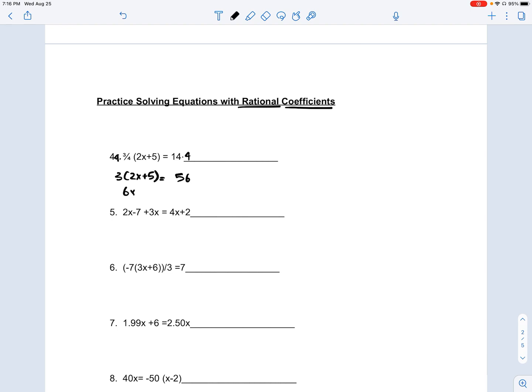Distributing the values, you get 6x plus 15 is equal to 56. We subtract 15 on both sides and we get 41 here and 6x here. We divide by 6 and you get 41 divided by 6 as your final answer.